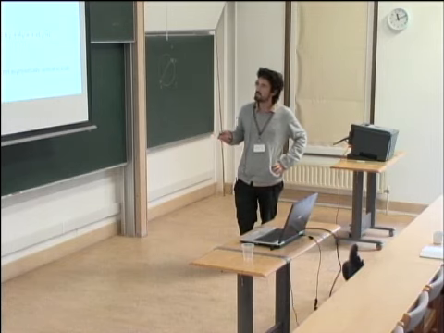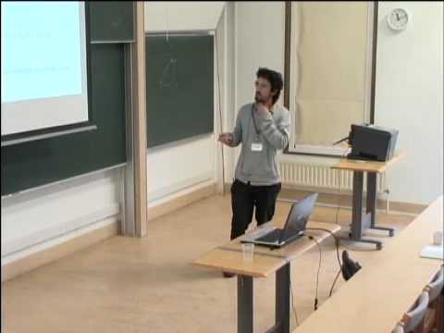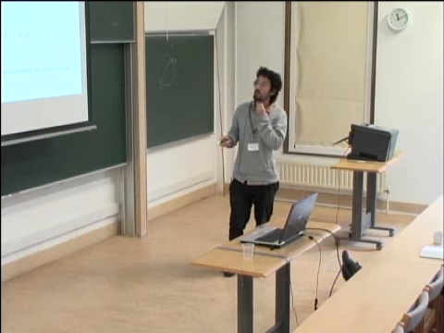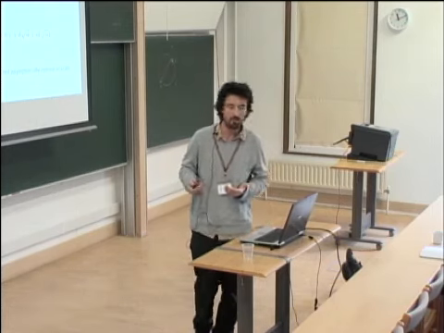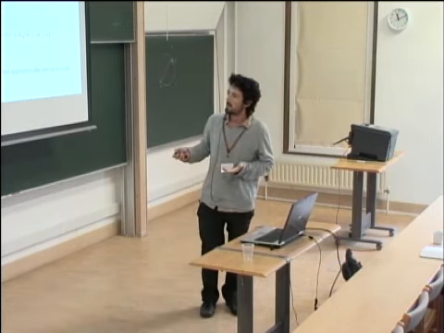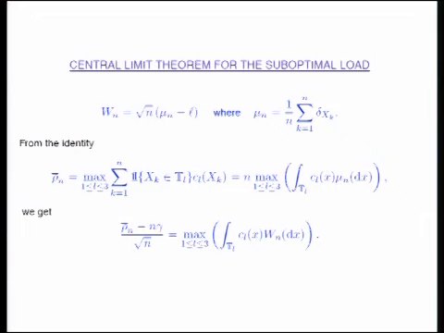So it means that the optimal load and the suboptimal load are asymptotically equivalent at scale n, but not at scale square root of n. The way you improve your performance by taking the best possible allocation policy is just by a square root of n factor. Okay, so I will just explain in a couple of slides how you do that.